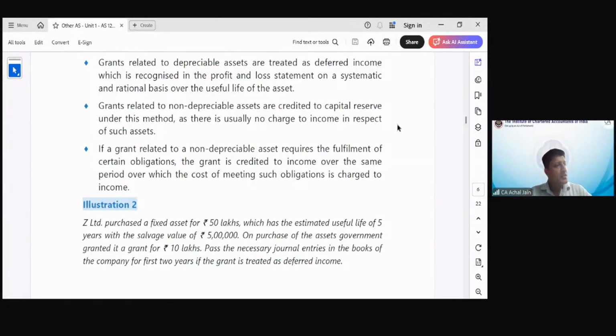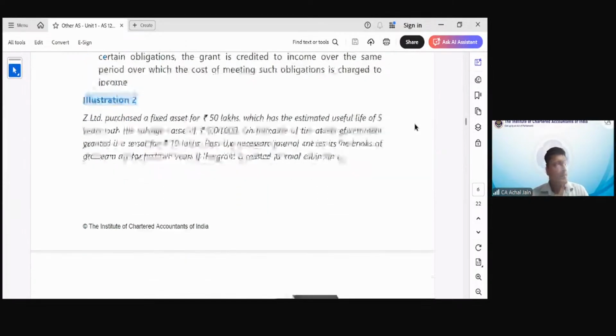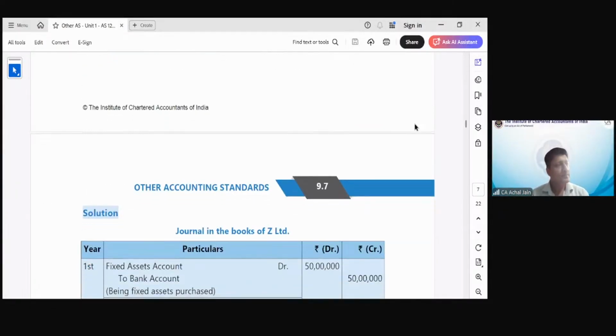Yes, sir. In this question, the question is similar to the previous question. The method is changed. We will do it with the gross method. First we will record the first entry, fixed asset to bank, which is 50 lakh rupees. Then we will not reduce the 10 lakh rupees. So the value of the asset will be 45 lakhs. We will reduce it by salvage value. Then the first year depreciation will be 9 lakhs, which is 45 lakhs divided by 5 years. And we will transfer it to the P&L, which will be P&L to depreciation of 9 lakh rupees.